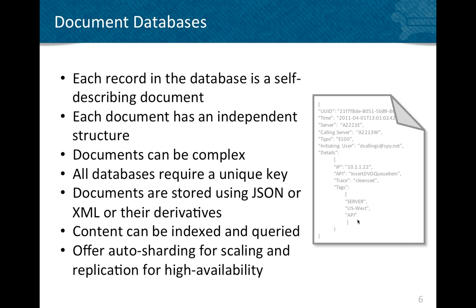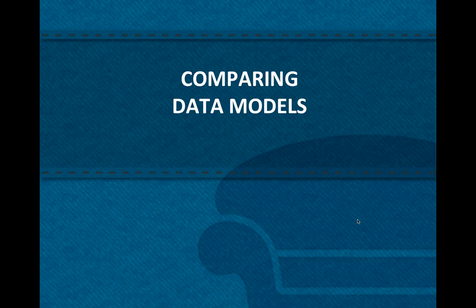Now, in addition to that, what you get with document databases is the ability to index and query. There are different techniques for different databases that we'll take a look at in a little bit. And most importantly, the ability to auto-shard for scaling and replication for high availability. There are different techniques for sharding. You have range partitioning, you have hash partitioning, and different databases use different methods. Replication is available to create copies of your data, and in Couchbase, for example, you can replicate to multiple nodes, and then these replicas are available in case of node failure.